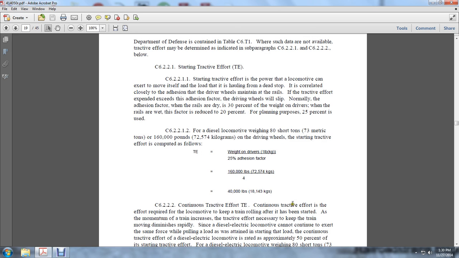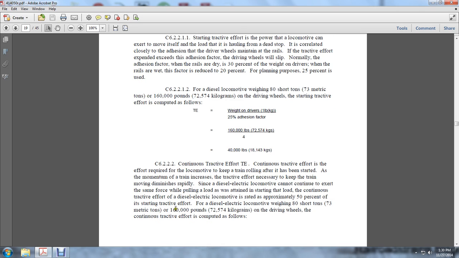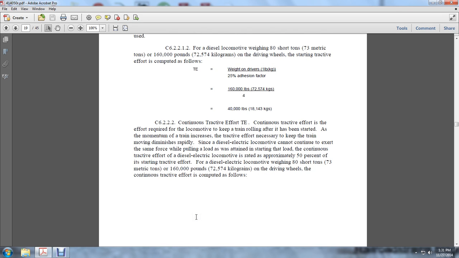Continuous tractive effort. Continuous tractive effort is the effort required for the locomotive to keep the train rolling once started. As the momentum of the train increases, the tractive effort necessary to keep the train moving diminishes rapidly. Hence, the diesel electric locomotive cannot continue to exert the same force it uses for starting the load. Continuous traction effort of diesel electric locomotives is rated at approximately 50% of the starting traction effort. For a diesel electric locomotive weighing 80 short tons, or 73 metric tons, with 160,000 pounds on the driving wheels, the continuous traction effort is computed as follows.